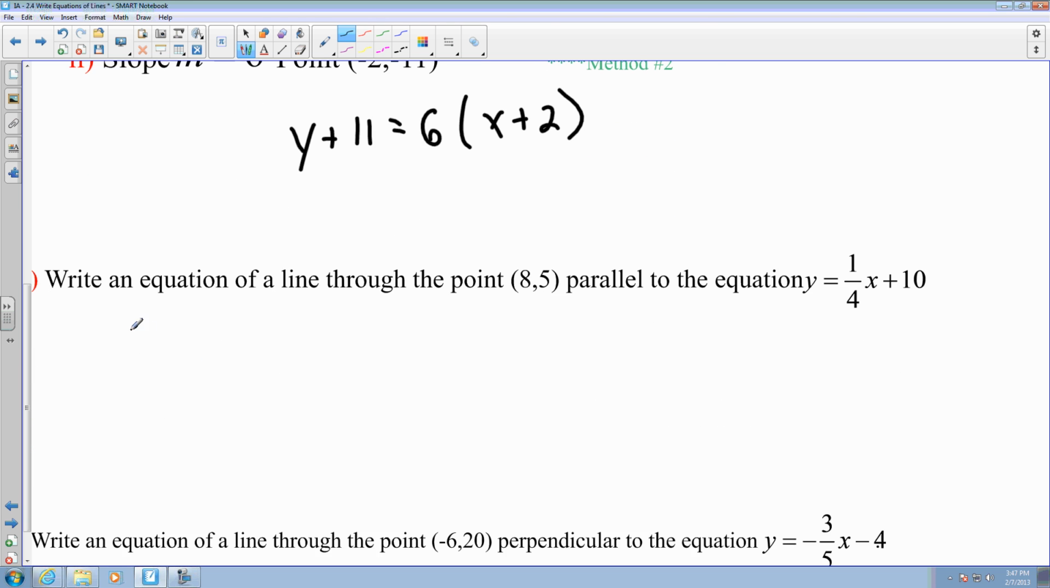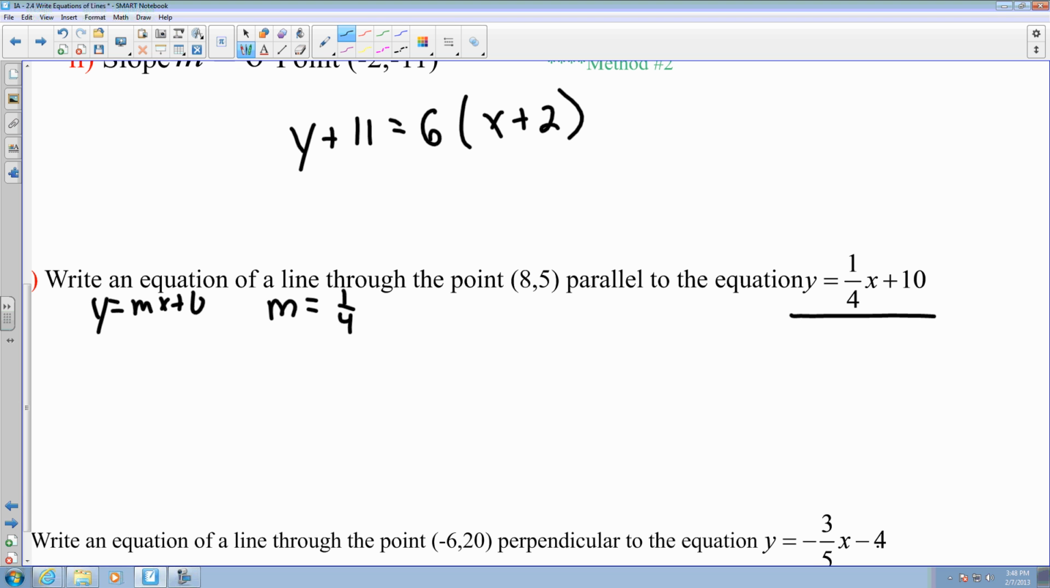For this example, I want to write an equation of a line through the point (8, 5), and I want that line to be parallel to the equation y equals 1/4 x plus 10. So at the end of the day, I want to write an equation that's in y equals mx plus b form. They give us some parameters, one of which is that the line must be parallel. So, from what we talked about in days prior, for a line to be parallel, they must have the same slope. So for our equation, my m for this one should be 1/4, because since this equation has a slope of 1/4, so is our new equation going to have to be.